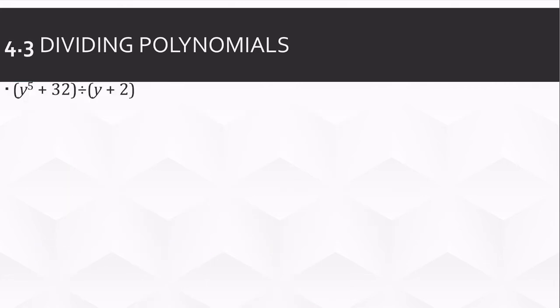Let's try this problem. y to the 5th plus 32 divided by y plus 2. Again, this will be the same as y minus negative 2. So I'm going to put that negative 2 in the box over there. And then the coefficients, so I have 1 y to the 5th and the 32. There's lots of space in between because we have lots of powers that aren't there.